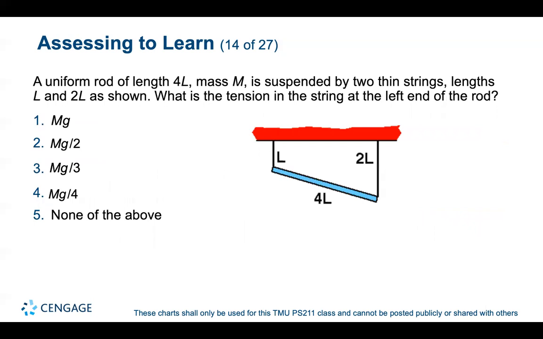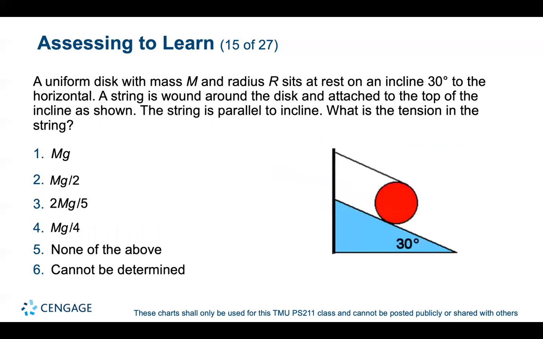Okay, a uniform rod of length 4L and mass M is suspended by two strings of lengths L and 2L as shown. What is the tension in the string at the left of the rod? And the answer is mg divided by 2. A uniform disc with mass M and radius R sits at rest on an incline 30 degrees to the horizontal. A string is wound around the disc and attached to the top of the incline as shown. The string is parallel to the incline. What is the tension in the string? And the answer is mg divided by 4.